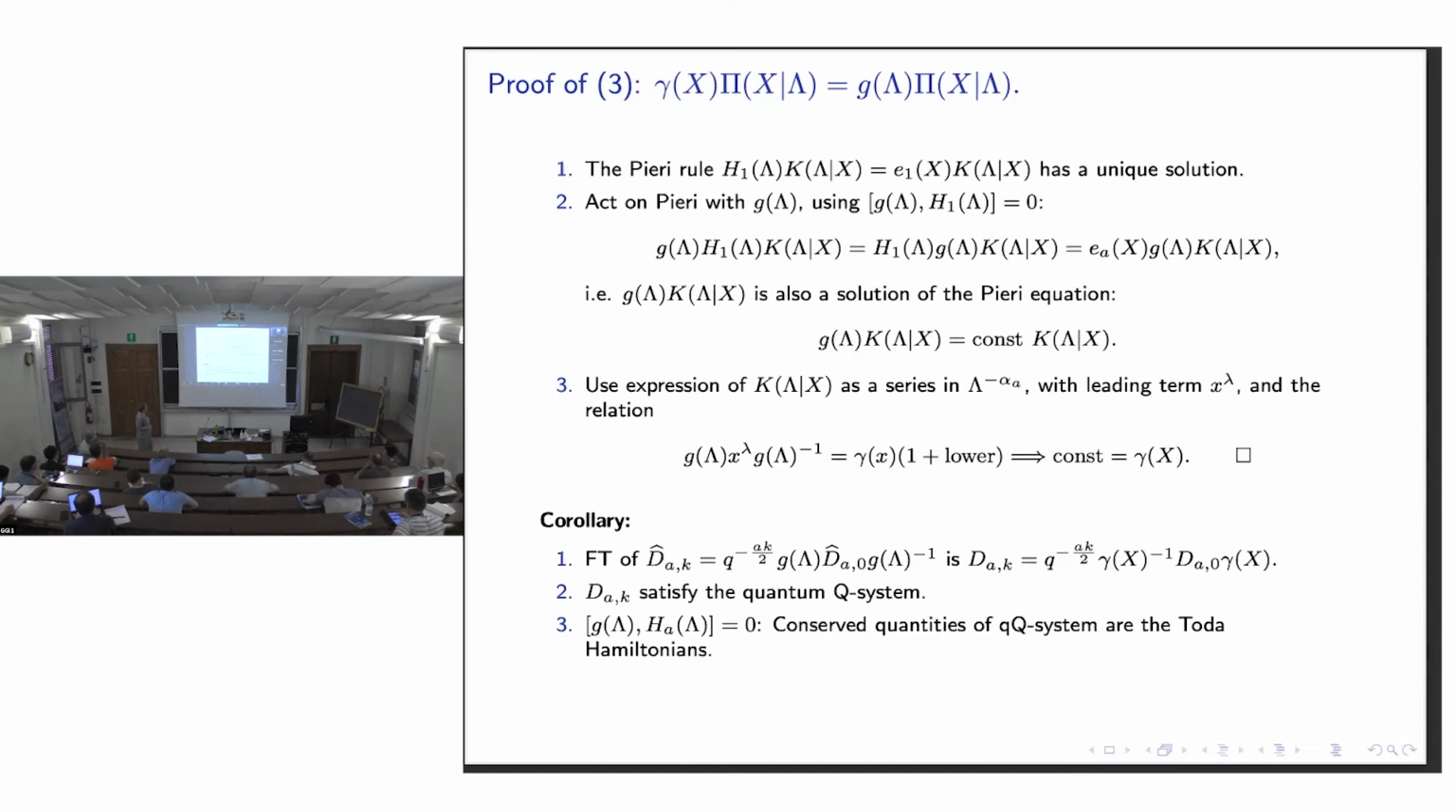Okay, so as a corollary, the Fourier transform of d hat at time k is just d at time k, and it is a solution of the quantum Q system. And because G is the time translation operator, it commutes with the Hamiltonians. Therefore, these Hamiltonians are the conserved quantities of the quantum Q systems. And in fact, from their explicit form, they're relativistic quantum Toda Hamiltonians. One can recognize them as being such.